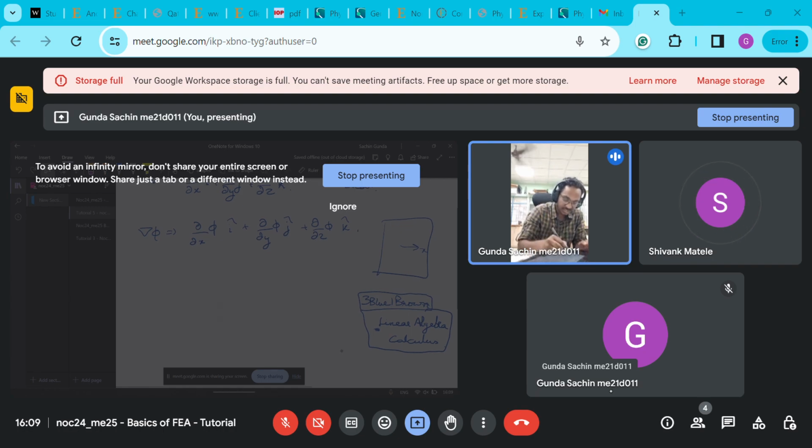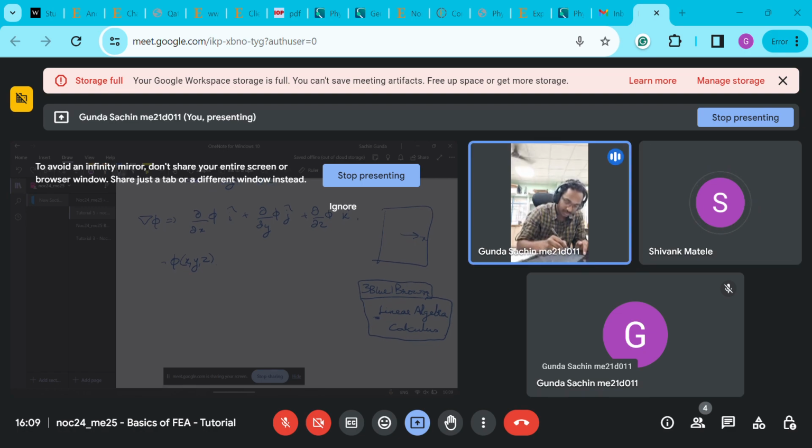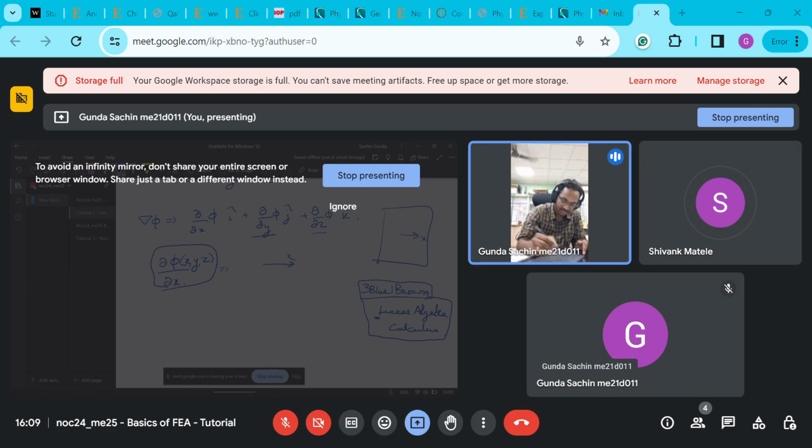For this gradient, you can just see that here phi is a function of XYZ, right? So when you take the derivative with respect to x, you are indirectly saying, in the direction of x, how much is the change in phi. Same with y and same with z. That's how it is.